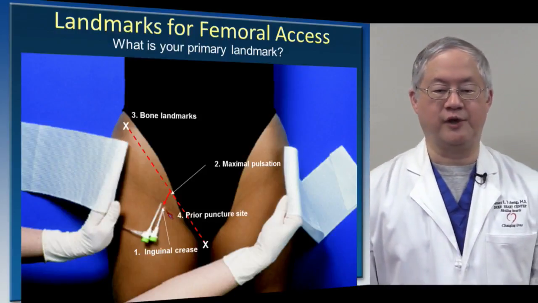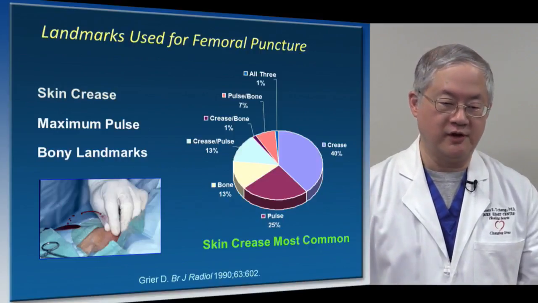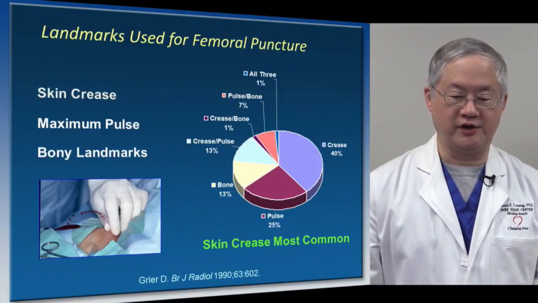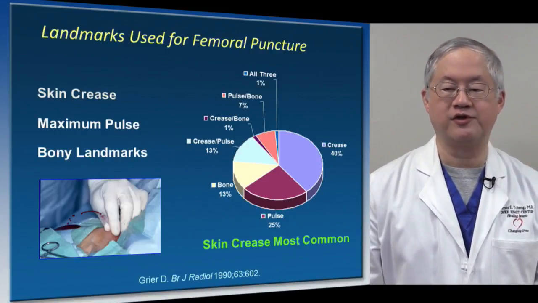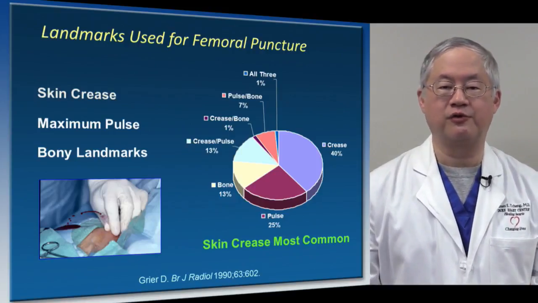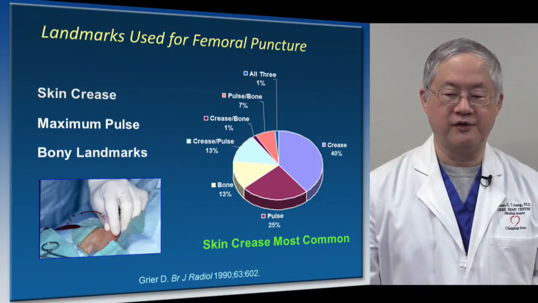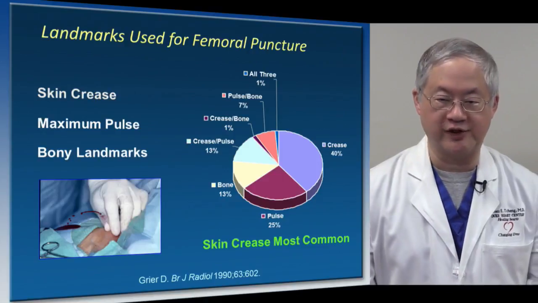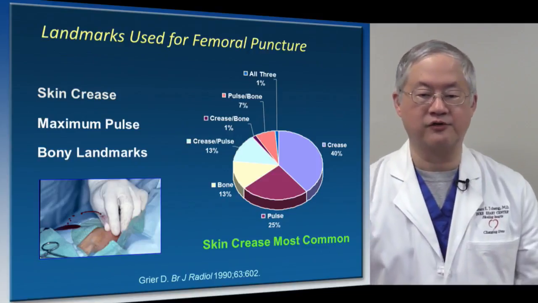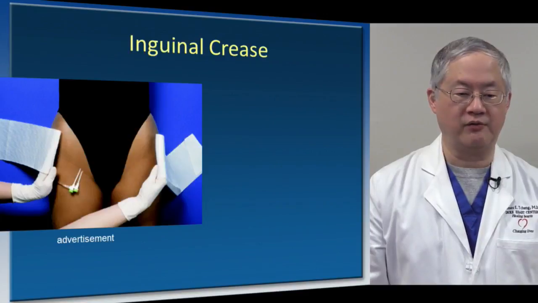Now, let me try to explain to you both what are used in terms of the landmarks and then what you should be looking for, what you should actually be using as your landmark. This is a study published in 1990, just asking a series of radiologists, what landmark do you use for your femoral puncture? And you can see the most popular one is the femoral crease. The second one is the point of maximal pulsation, and then the rest of the numbers that you can see there include bony landmarks, etc. And the question is, which one of these or combination of these is the right one?